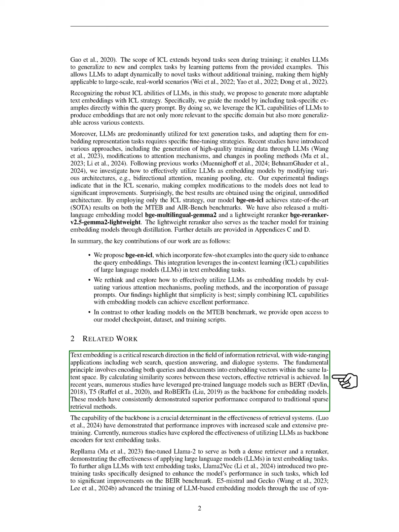We also review various approaches that have utilized LLMs as backbone encoders for text embedding, noting advancements such as fine-tuning Llama 2 for dense retrieval and introducing pre-training tasks to improve performance. Other models have innovated by replacing conventional pooling methods and integrating text embedding with generation.